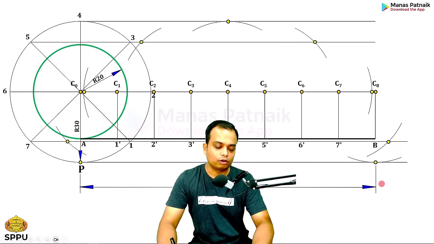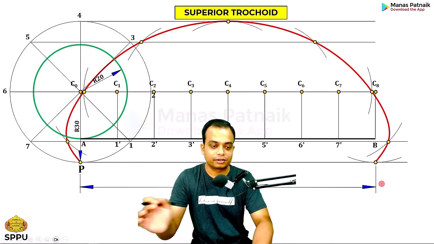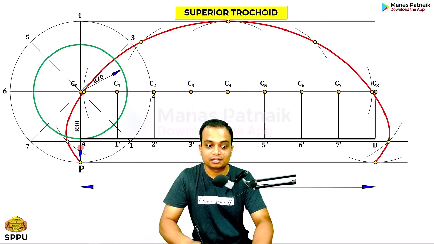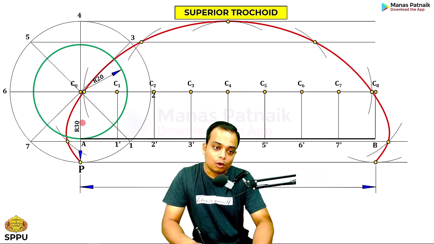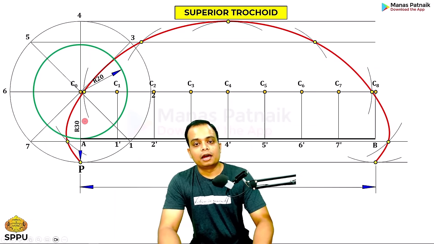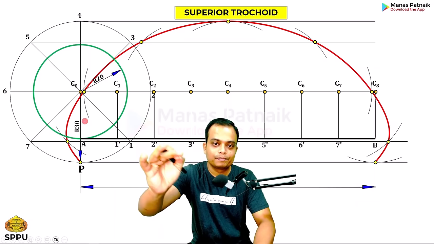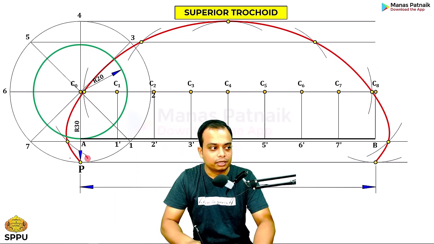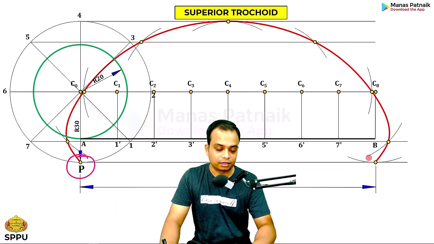When you join all of these points in proper sequence, what you have is a beautiful curve popularly known as a superior trochoid. It's a special case of a cycloid. The rolling circle is moving along a straight line, I know that, but the point that we are tracking is outside the circle, not on the circumference. Had it been inside, what we would have created would be an inferior trochoid, right? Inferior trochoid, point is inside. Superior trochoid, point is outside, as in this case. I hope you all have understood how to make the construction.